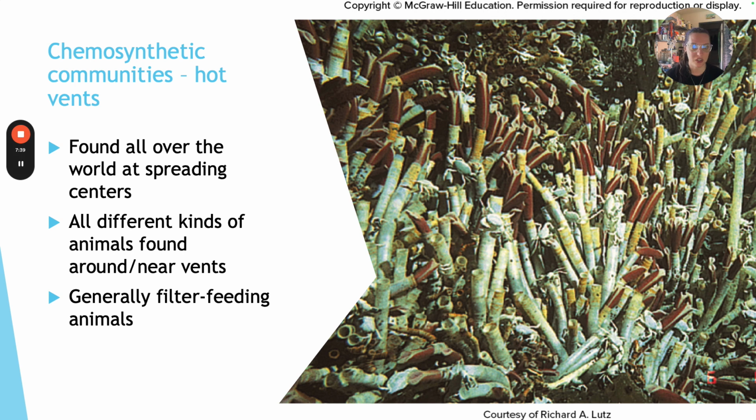What's really fascinating is there are all different kinds of animals found around or near vents. In this picture, you can see these really beautiful red tube worms. You can see crabs. Kind of hard to see, but there are some fish floating around in here. These are generally filter feeding animals, not entirely, but generally. Also notice the overall lack of color. The crabs are white. The only color we tend to see here is the tube worms, which is really quite fascinating.